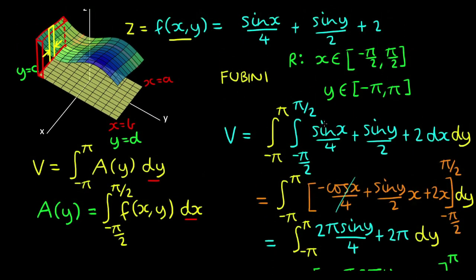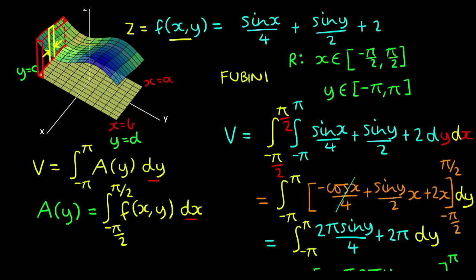And according to Fubini's theorem, because the function is continuous over R, then we can change the order of integration and get the same result. So we can integrate first with respect to y, and then with respect to x. So in this case, we evaluate the inner integral from y equals minus pi to y equals pi, and then integrate the result with respect to x from minus pi on 2 to pi on 2. So I'll let you do that as an exercise.